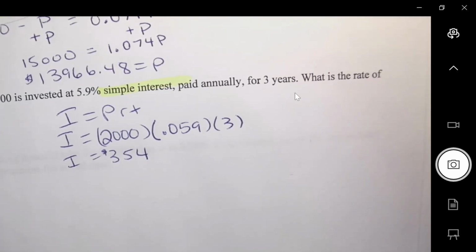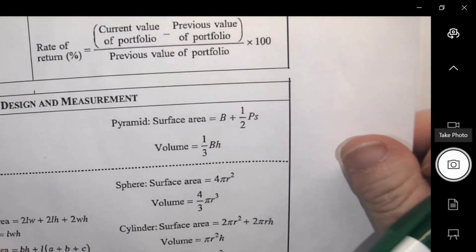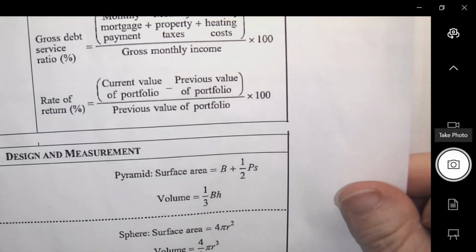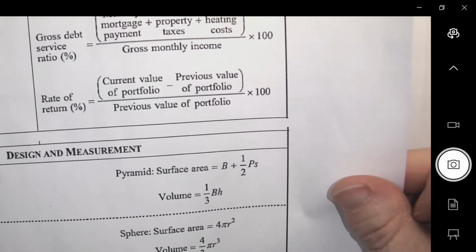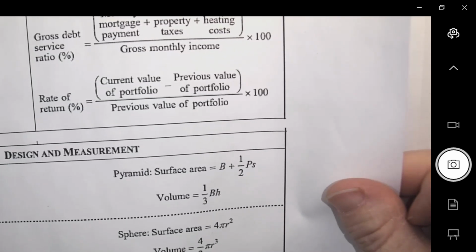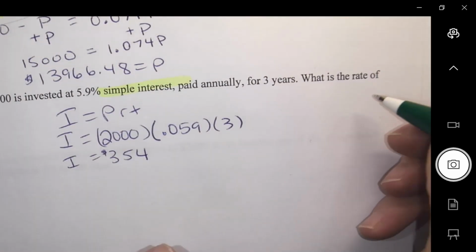Okay, rate of return. You have a formula on your formula sheet. Everybody have their formula sheet out? Okay, so this is on your formula sheet. Current value minus previous value divided by previous value times 100. For me, that formula complicates it more than it needs to, so I would probably write this on my cheat sheet.